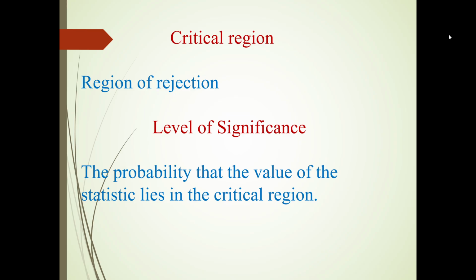Next, we are going to see about level of significance. The definition for level of significance is nothing but the probability that the value of the statistic lies in the critical region, which is called level of significance.